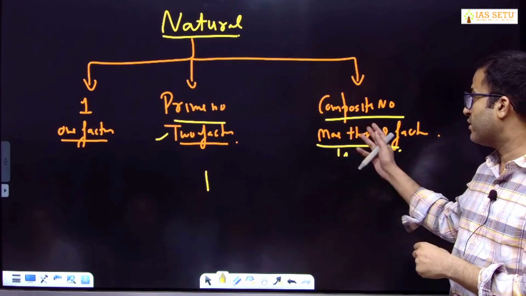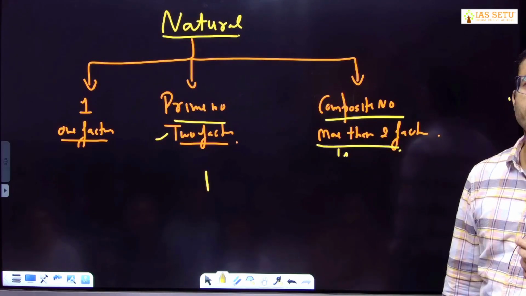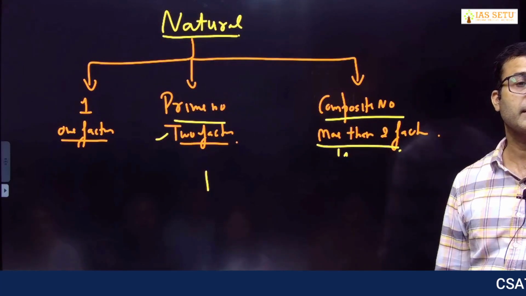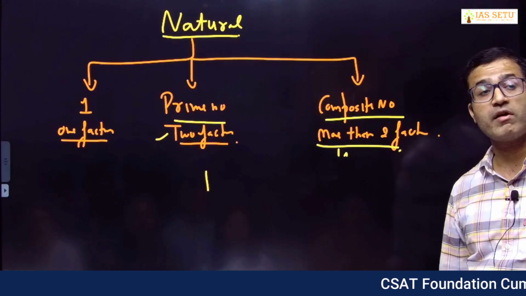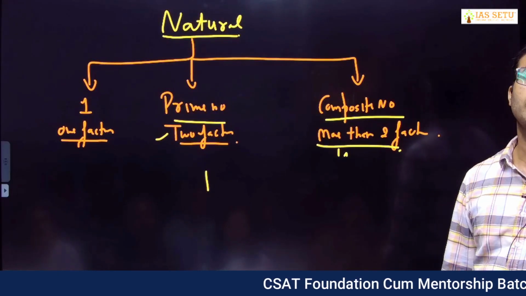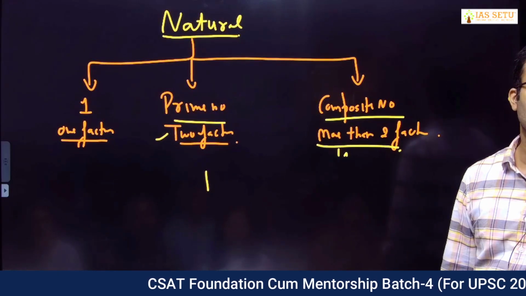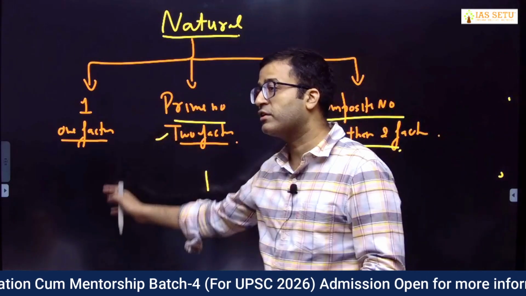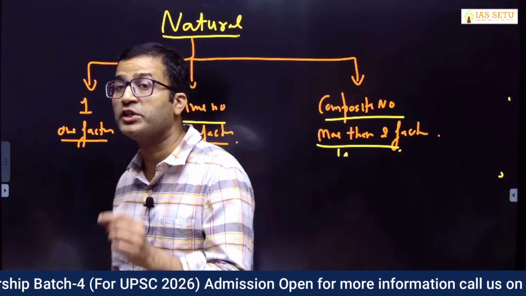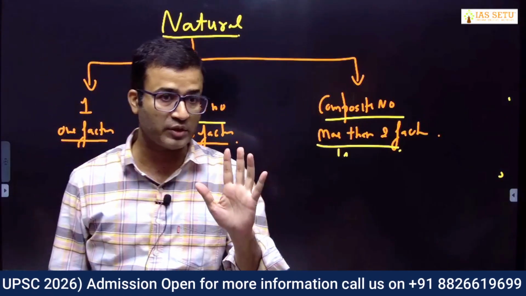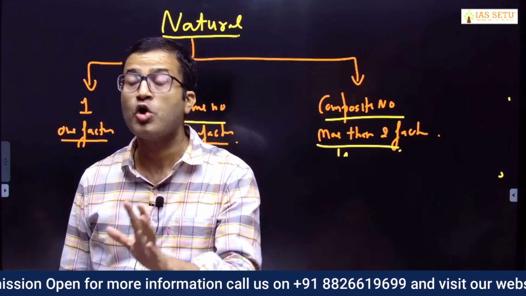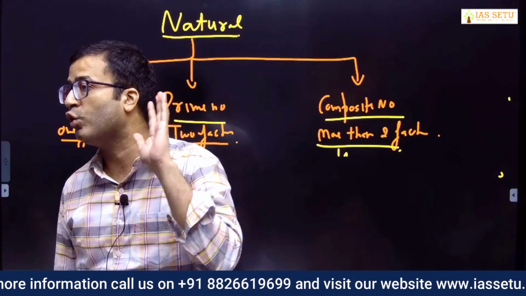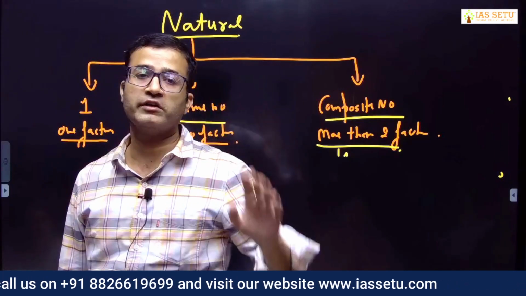Then 1 requested the composite number, take me in the composite category. Then the composite category asked, do you have more than 2 factors? Then 1 told no, I don't have more than 2 factors. तो composite ने भी भगा दिया. But 1 को then realize कि 1 is the only natural number. देखो 1 का एक special feature देखो, 1 is the only natural number which has only 1 factor.